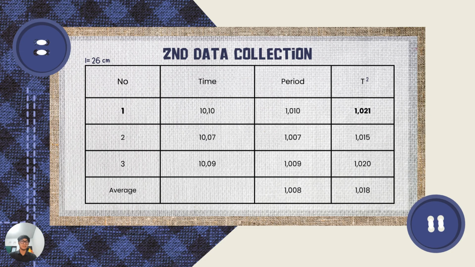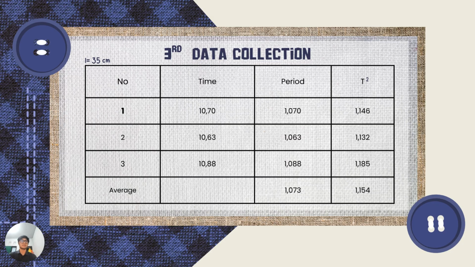In the second data collection, the highest time is 10.10 seconds with a length of 26 centimeters, the string length we vary. We get a period of 1.010 and a T squared of 1.021. The average period here is 1.008 and the average T squared is 1.018. This is the third data collection, with a length of 35 centimeters.